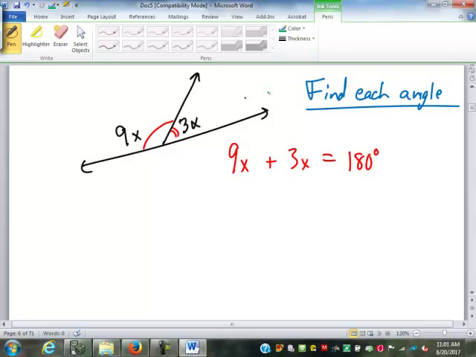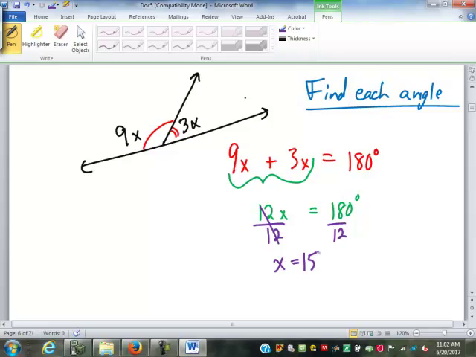Remember we said there's three possibilities. They add up to a total, they subtract to make a difference, or they're equal to each other. Once we have it in this form, what can we do with it? Add the 9 and the 3. Yep, 9x and 3x make 12x. Then what? Divide by 12. 180 by 12. There we go. 180 divided by 12 is 15. Perfect. All done, right?